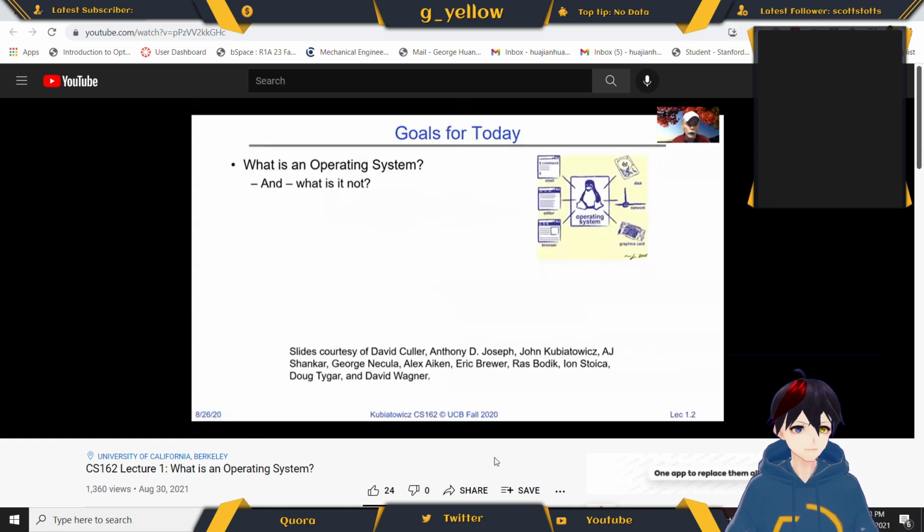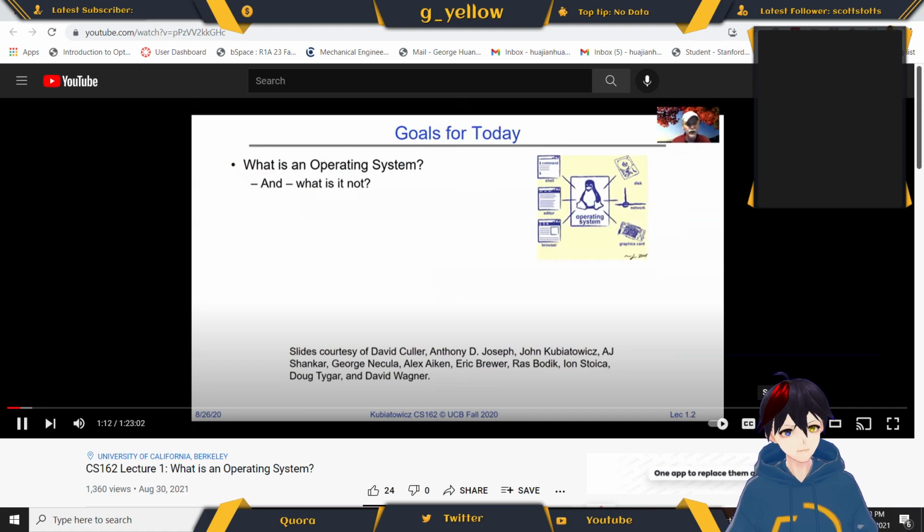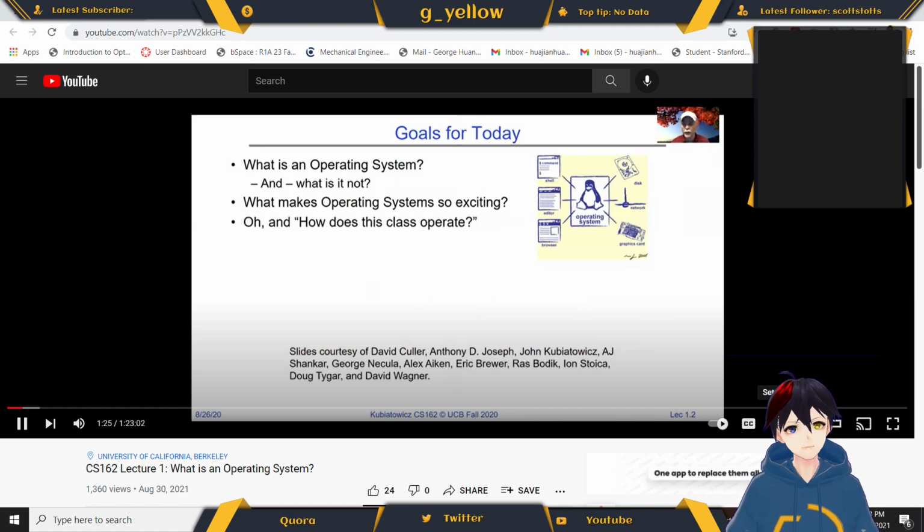But today what we're going to do is dive right in and ask some questions like what an operating system is, since you guys are taking this class in theory, and maybe we'll say something about what it's not. We're going to try to give you some ideas why I find operating systems so exciting. And we'll tell you a little bit about the class, but let's dive right in before we get to the operational parts of the class.